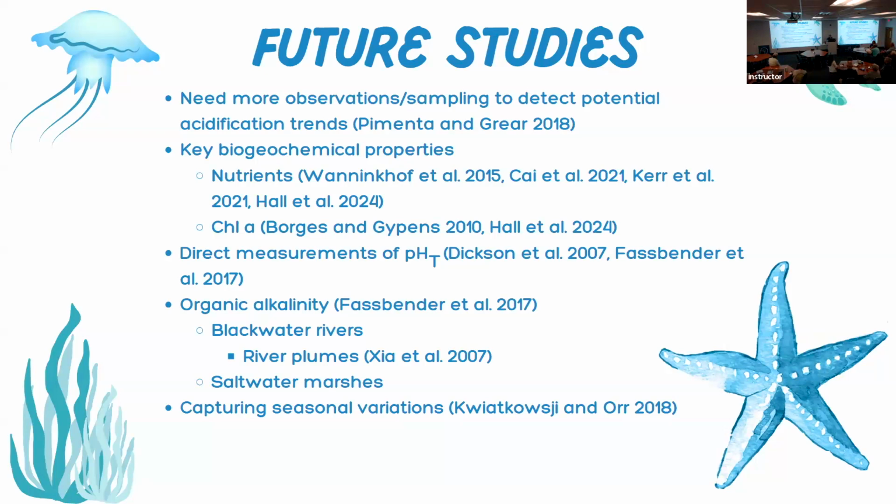So for future studies, there's a need for more observations and sampling to detect these potential acidification trends. And we would like to identify these key biogeochemical properties, especially nutrients, and chlorophyll A would be really interesting to have as well. And then potentially do direct measurements of pH total instead of calculating it, trying to measure it directly. And then also accounting for that organic alkalinity due to our blackwater rivers and our saltwater marshes, which are pretty highly organic around here, and looking at these seasonal variations that may be happening.